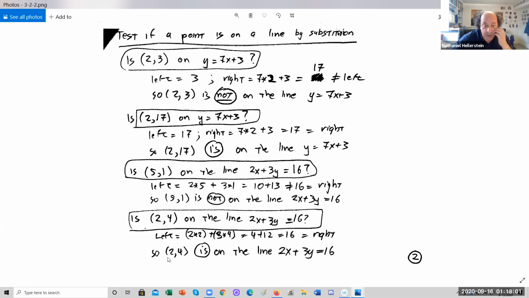So (5, 1) is not on the line given by 2x plus 3y equals 16. How about the point (2, 4)? Is it on the line given by 2x plus 3y equals 16? Well, we plug 2 and 4 in. So 2 times 2 plus 3 times 4, that's 4 plus 12 is 16, which is the right side. And yes, so (2, 4) is on the line given by this equation.